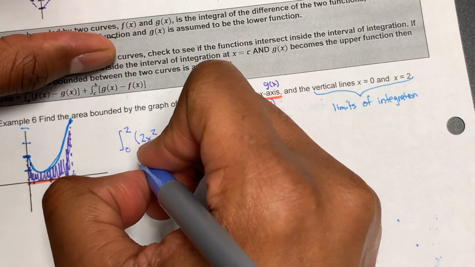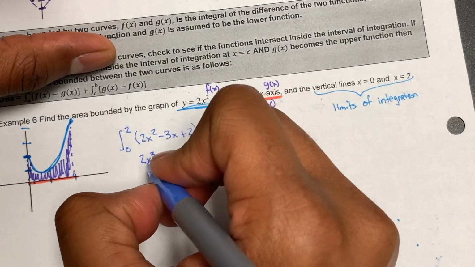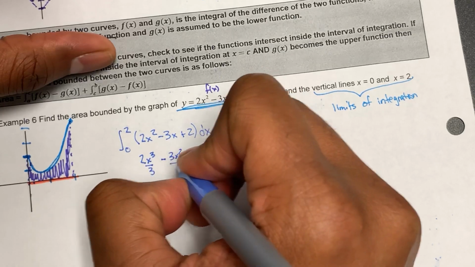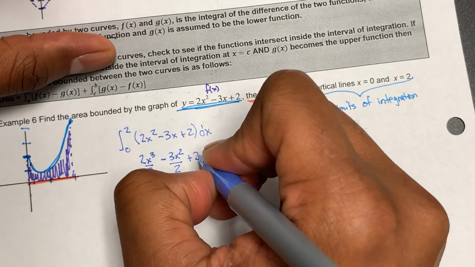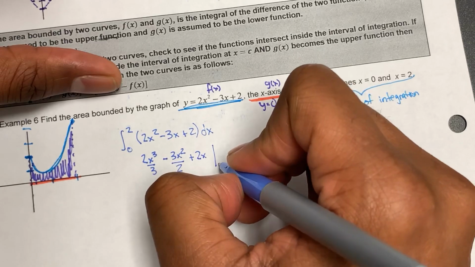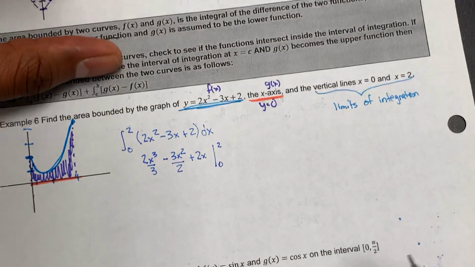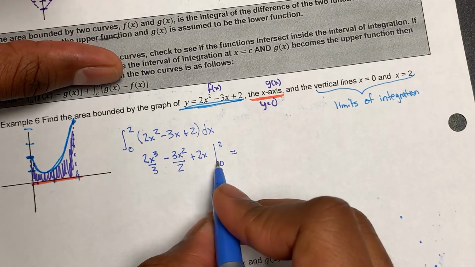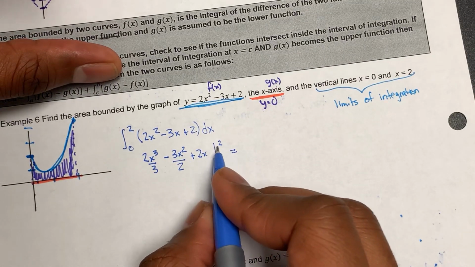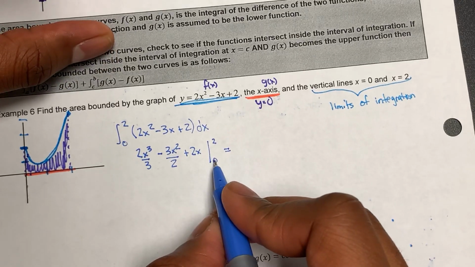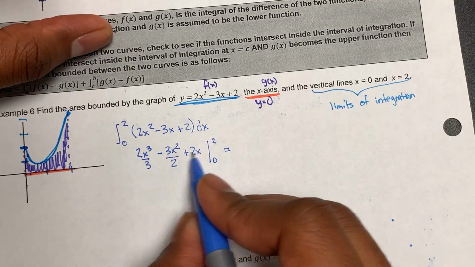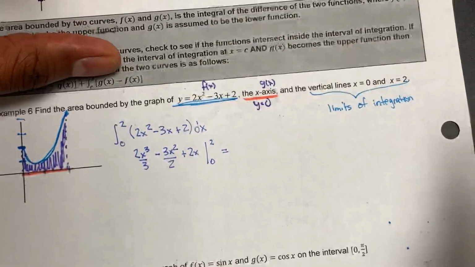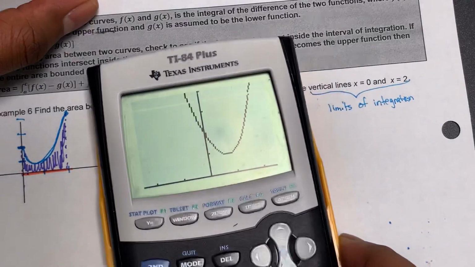And when we integrate, we would get 2x cubed over 3 minus 3x squared over 2 plus 2x, evaluated from 0 to 2. So the only thing that gives value to this integral is the upper limit. When x is 0, all of this is 0. So while we could do it by hand, I do want to show you how to do this on the calculator.